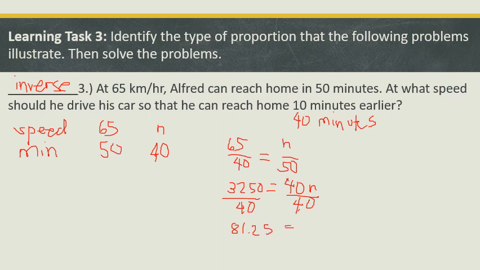Then, 40n divided by 40 is n. So, ibig sabihin, ang kailangan niyang takbo is 81.25 kilometers per hour. So, yan dapat yung bilis niya.